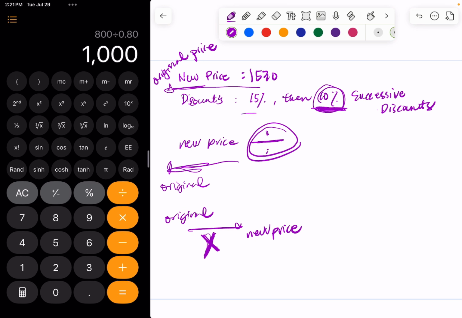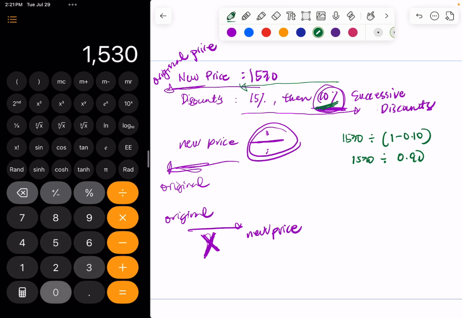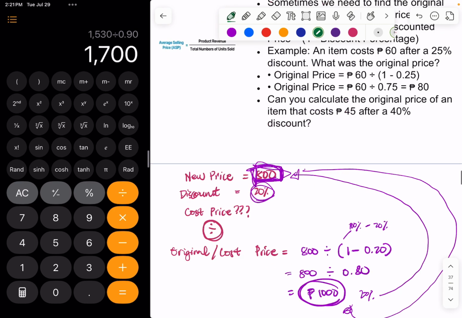Diba, if sa dira, nag-start ta ni 15 to 10. Karon magsugod ta ni 10% padulong ni 15%. Okay, so let's have the new price, which is 1,530, you divide it by this one. Tamag so good. So 1 minus 0.10. So 1,530 divided by 0.90. The answer is 1,700. So let's check this out.